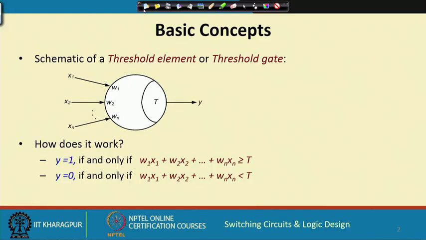So, you have the inputs, you have the weights assigned to the inputs, you have a threshold. You compute the weighted sum. If the weighted sum is greater than or equal to the threshold, the output will be 1. If it is less than the threshold, the output will be 0. This is the functional behavior of a threshold gate.